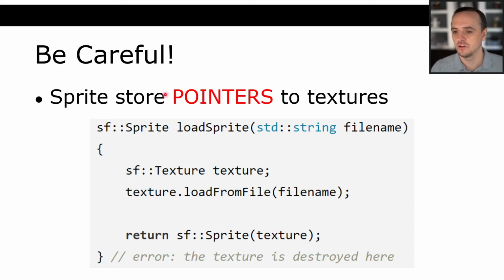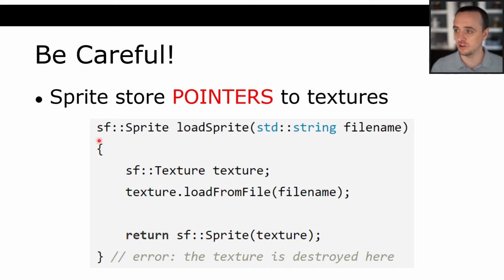So here's something that I did that is kind of bad. Well, it wasn't bad, it was kind of naive, because I didn't realize that sprites were storing pointers to textures. So let's just have a look at this code. We're going to have a function which maybe returns a sprite for us. This is not going to be how we do it in our actual game, but it demonstrates to you something that could happen, which is very unsafe.